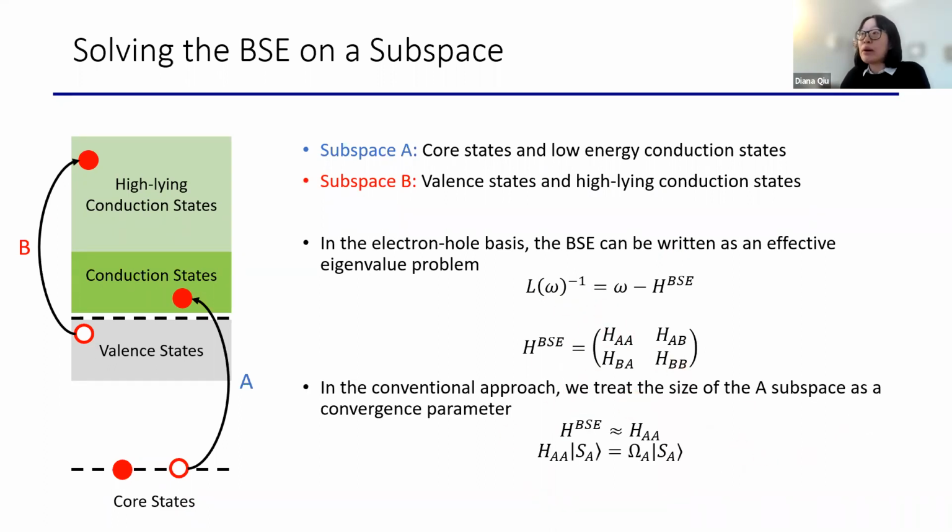And in our naive approach, what we're doing is approximating this full Hamiltonian as just this AA block. And in fact, whenever we solve the BSE numerically, we always have to do this sort of partitioning, where we treat the A subspace essentially as a convergence parameter. So now we're asking the question, how do we handle this sort of numerical partitioning when we can't actually converge the A subspace by brute force?